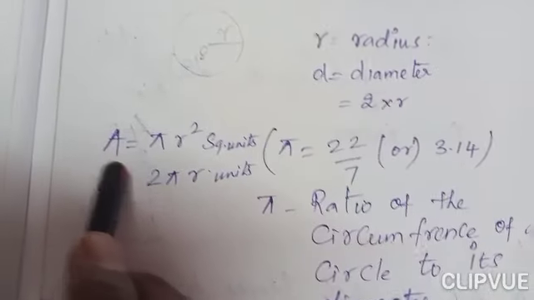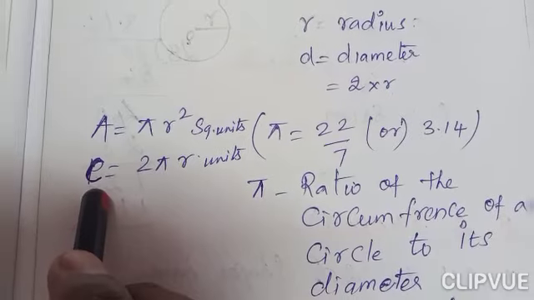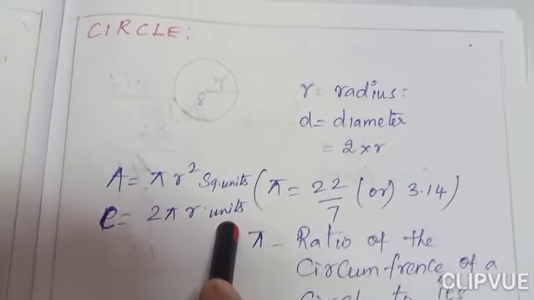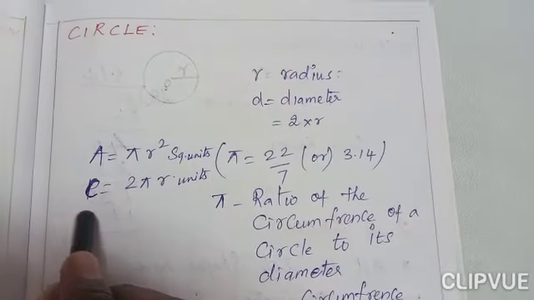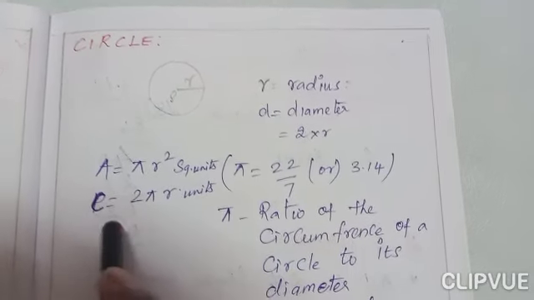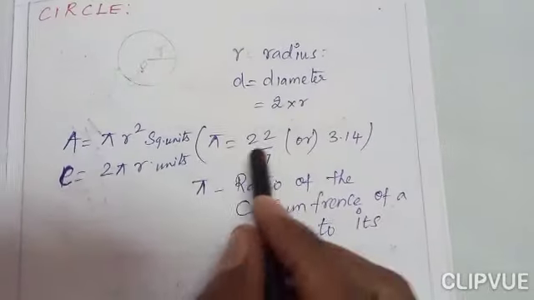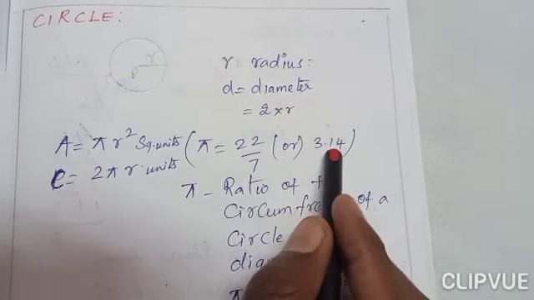The area formula equals pi r square, in square units. Circumference of the circle equals 2 pi r units. For the other two geometrical shapes we call it perimeter, but in the circle case we call it circumference. The value of pi equals 22/7, otherwise 3.14.